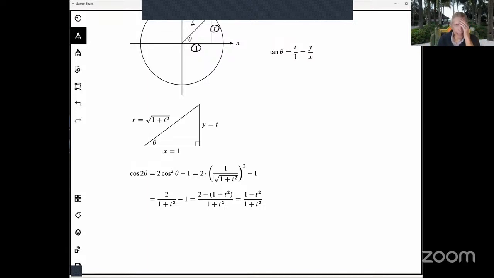So let's see here. I'm going to have to think about this a little bit. What's the cosine of theta? Well, the cosine of theta is the adjacent divided by the hypotenuse, x divided by r. So in this case, that is 1 divided by the square root of 1 plus t squared. Beautiful.